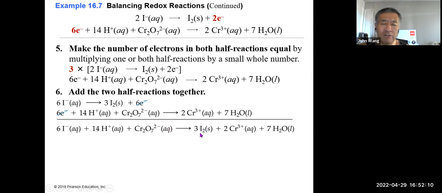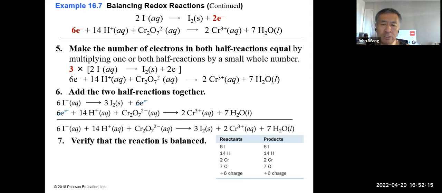But you want to check that your final result is right by checking every element and checking the charge. Let's do it together. The first element is iodine. Iodine on the left is only in this ion, so we have 6 iodine. Iodine on the right is only here in I2. We have 3 I2, so 3 times 2 is 6.